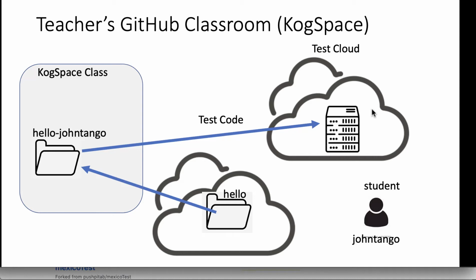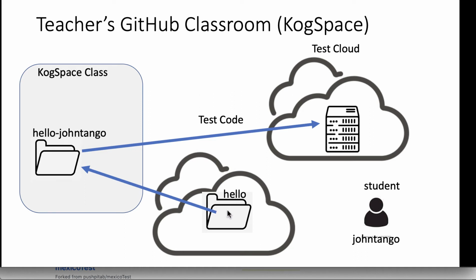Okay, so let's take a look at GitHub Classroom. What we're going to do is set up a class in Cogspace, and then set an assignment. For the assignment, we're going to get some code from another repository in GitHub, and it's going to be called hello.